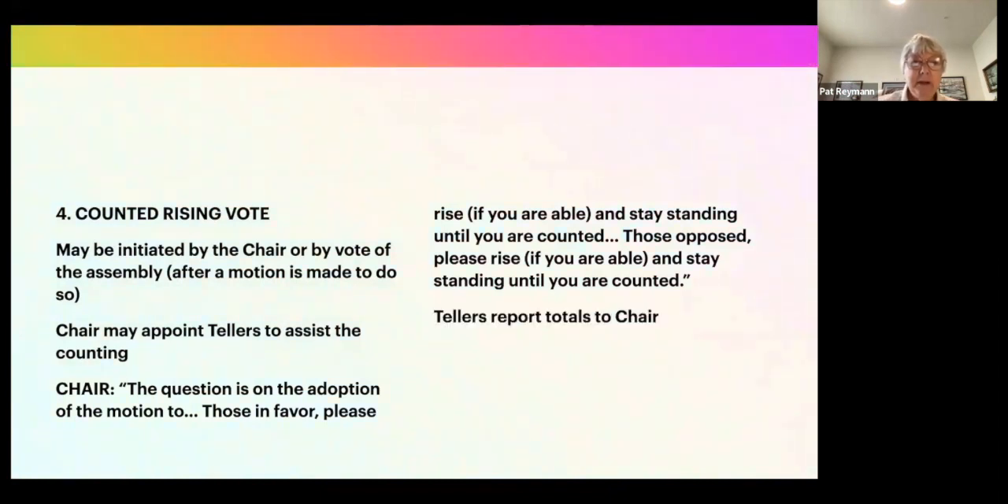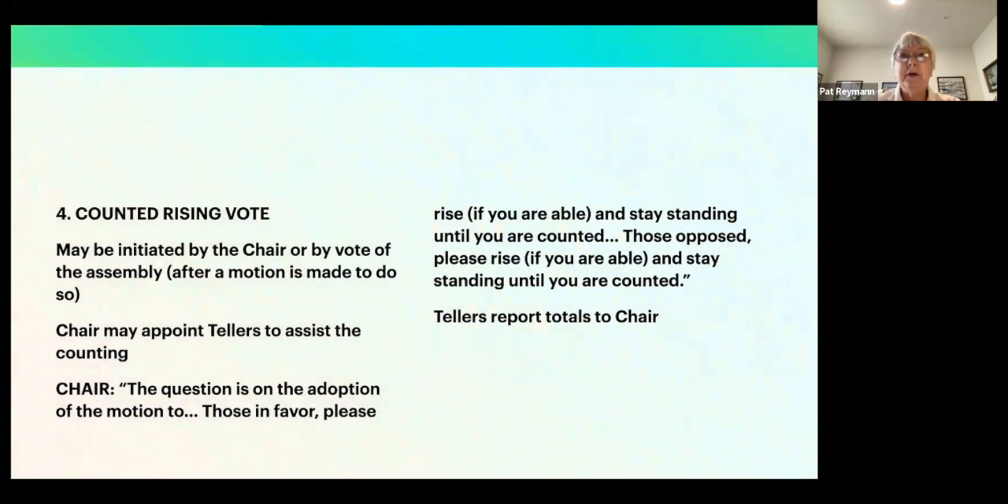May be initiated by the chair, or by vote of the assembly after a motion is made to do so. And I've shown this in another one. The assembly, someone would say, I move to retake this vote as a counted vote. It needs a second, it is not debatable. It would require a majority vote, and then you go ahead and do it. Because you are taking up a lot of the time of the assembly, you're asking their permission.